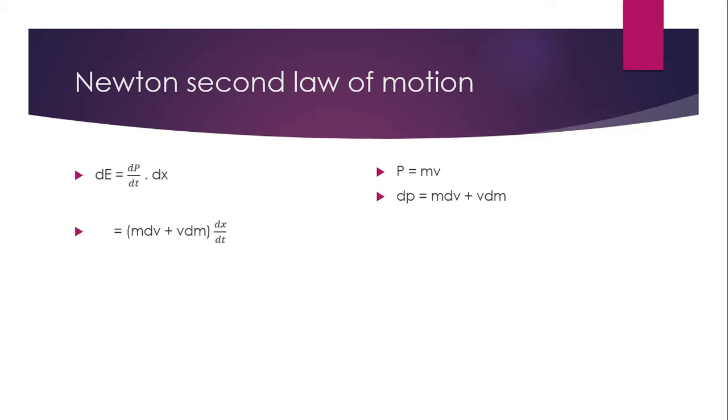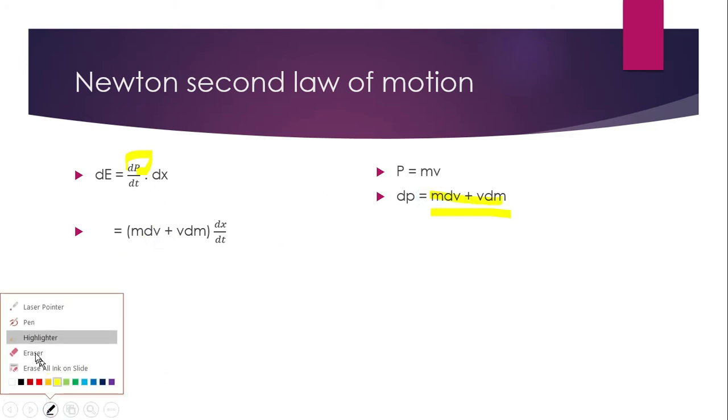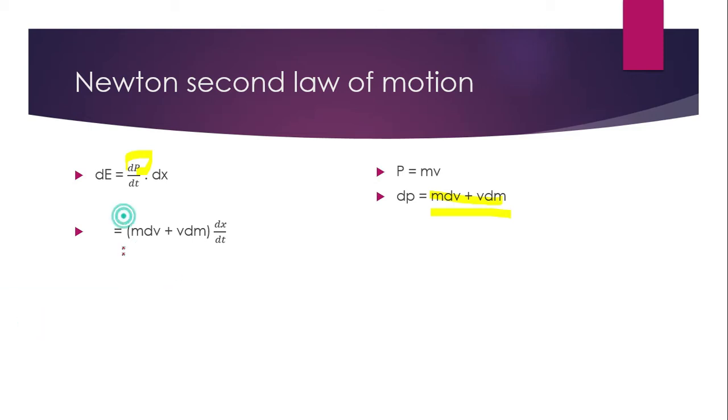After that, we find out that dp here, we can substitute with this. After that, we can substitute this new equation here, and dt here we can put with dx, and we're gonna find dx over dt. So what dx over dt means is velocity. Change of displacement over change of time is velocity.